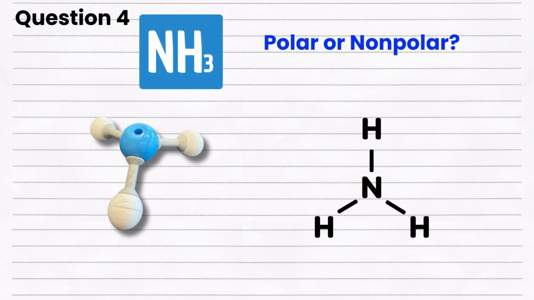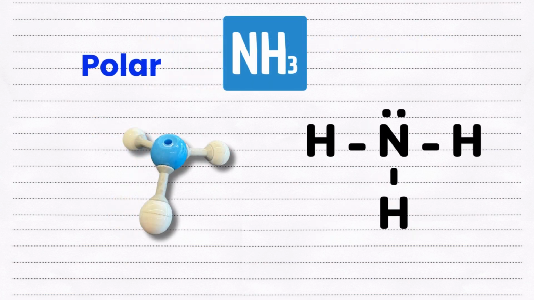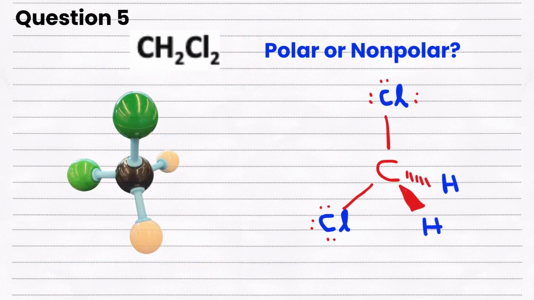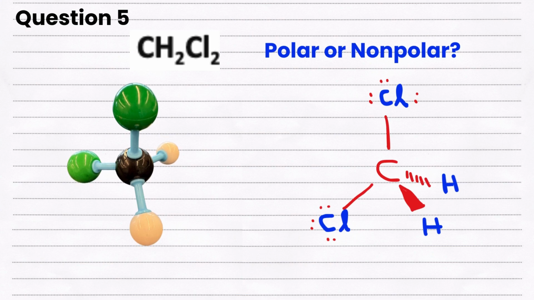Number 4, ammonia, NH3, polar or nonpolar? As we discussed before, NH3 is polar. It has a trigonal pyramidal geometry and it is not a symmetrical molecule. Nitrogen has a lone pair of electrons also, so the molecule is polar. 5. CH2Cl2, polar or nonpolar? It is polar.